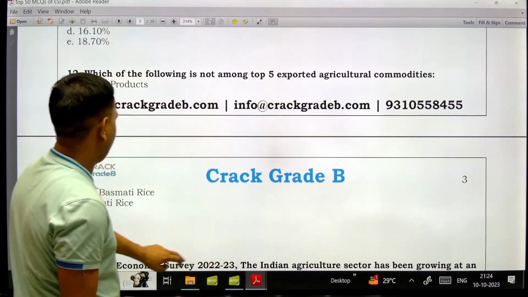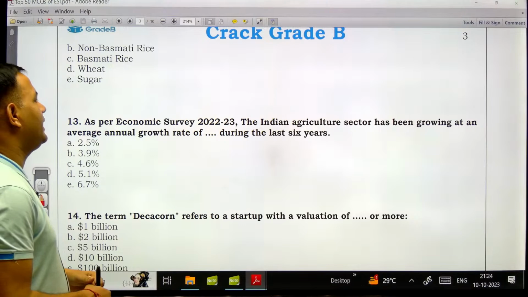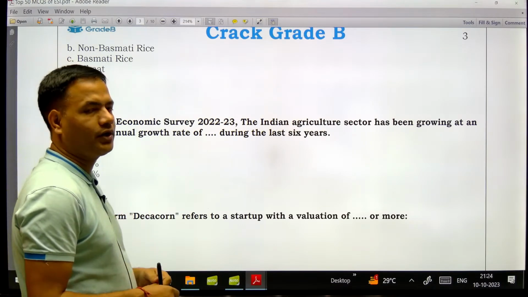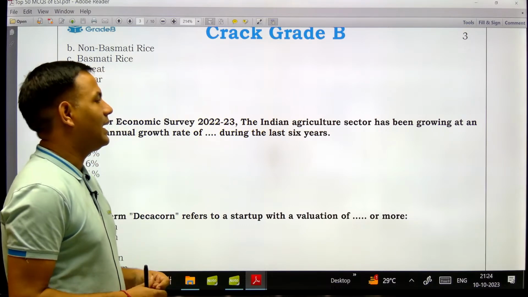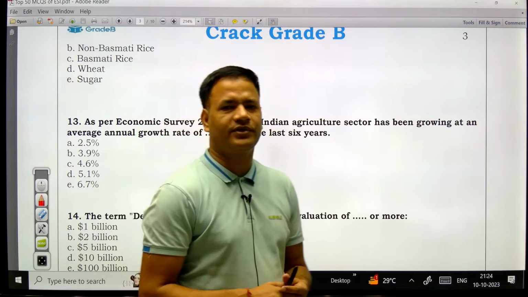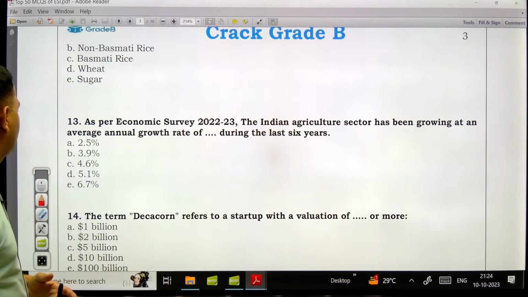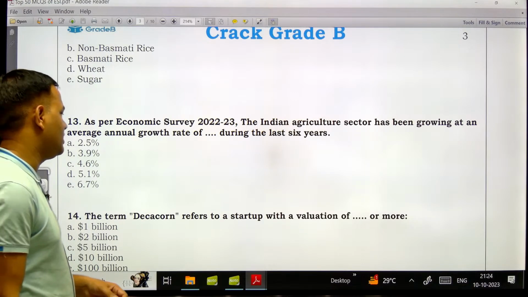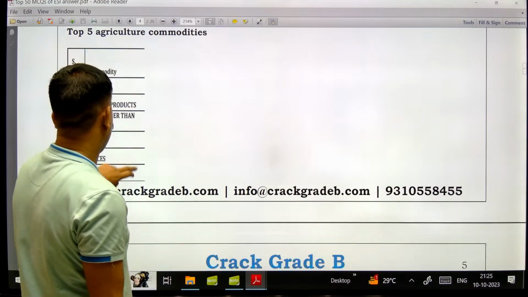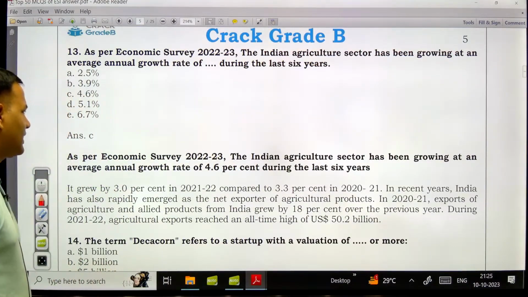So next question, as per Economic Survey 22-23, the Indian agriculture sector has been growing at an average annual growth rate of what percent during the last 6 years? One question you will definitely find from the Economic Survey in the exam. 13th C is the right answer.